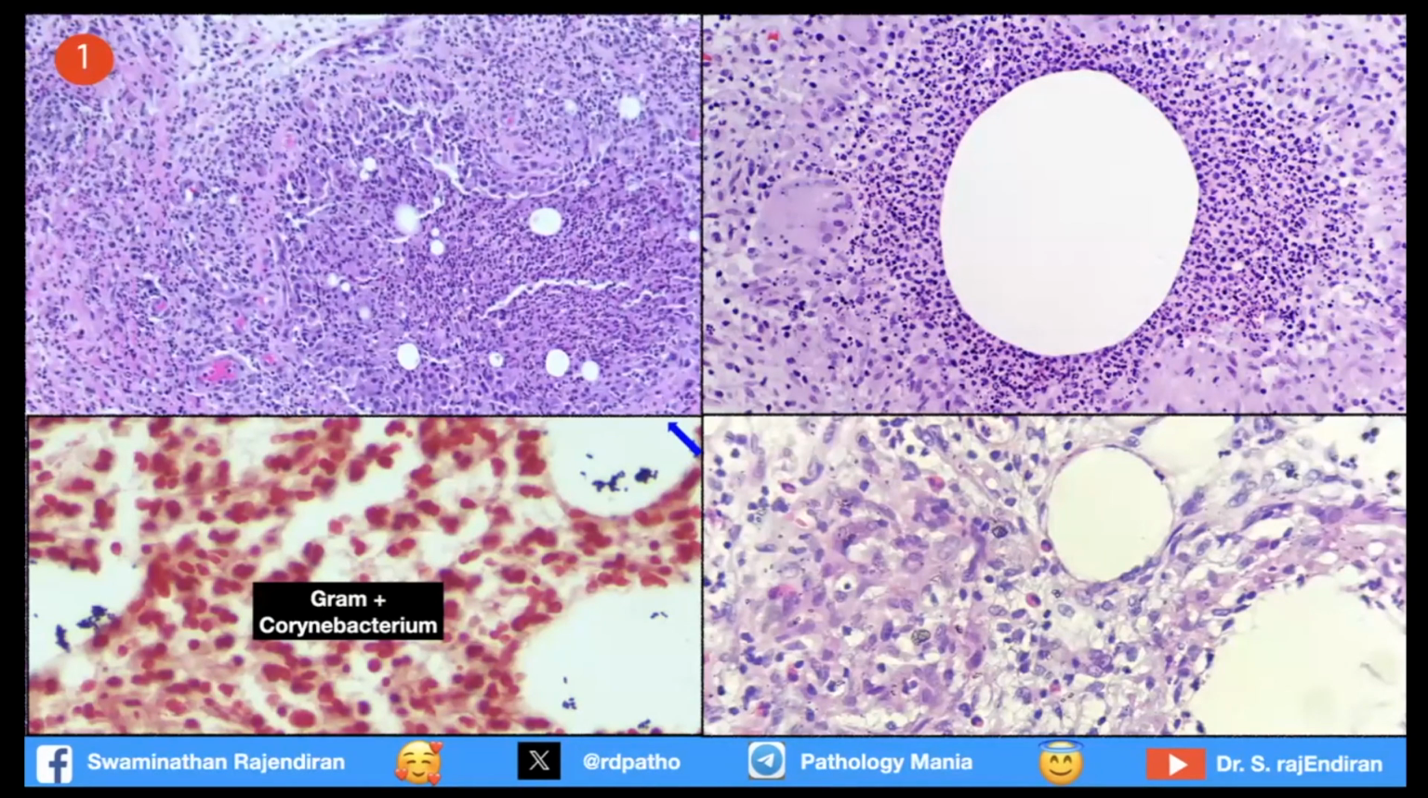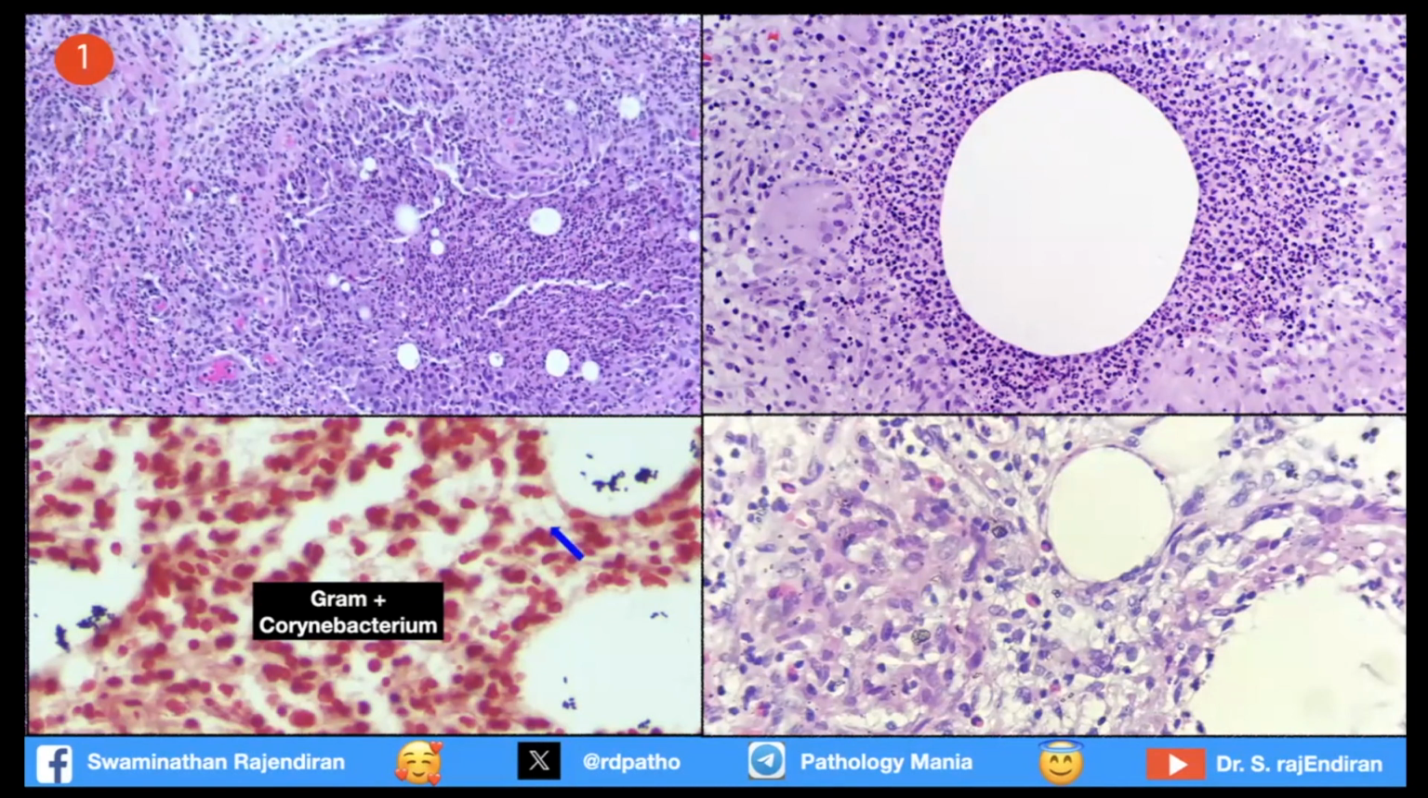Case 1, it is a very inflammatory, hypercellular lesion, and you can see nice vacuoles. And these vacuoles are rimmed by neutrophils. This is a very, very specific finding. And there are a lot of multinucleated giant cells with epithelioid cells. So it is a granulomatous lesion.